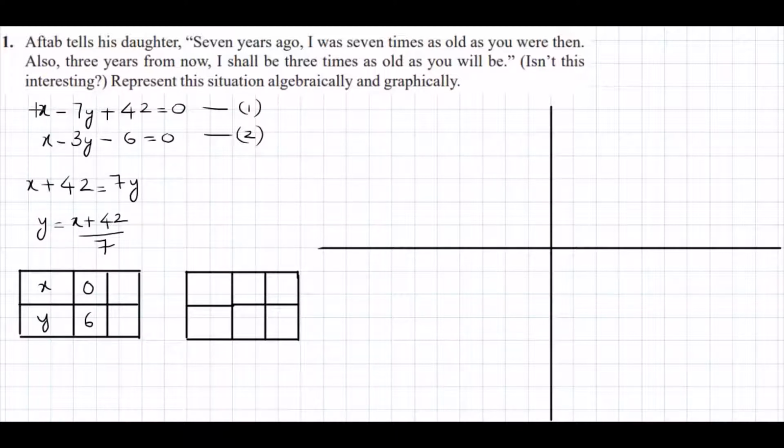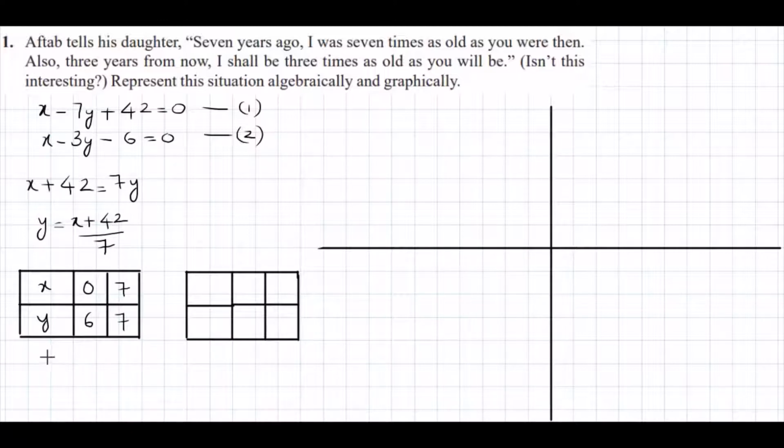That is, if you give 0 and 6, here you get 0 minus 7 into 6, that is minus 42 plus 42, that is equal to 0. So (0, 6) is a solution. So when you give the value of x as 7, 7 plus 42 is 49. 49 by 7 is 7. So you get (7, 7) as another solution for this equation.